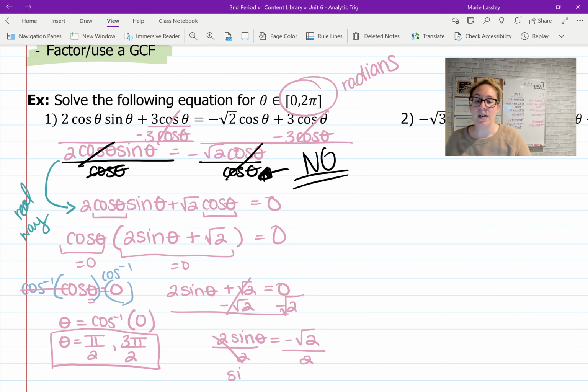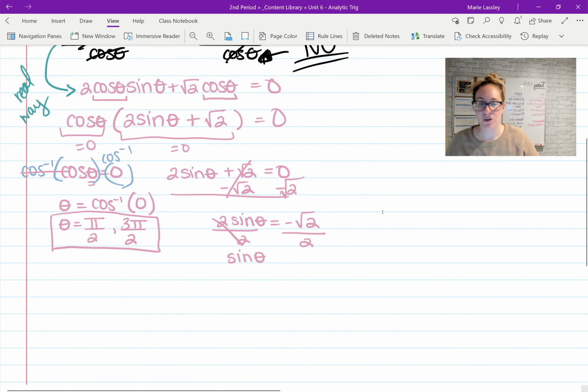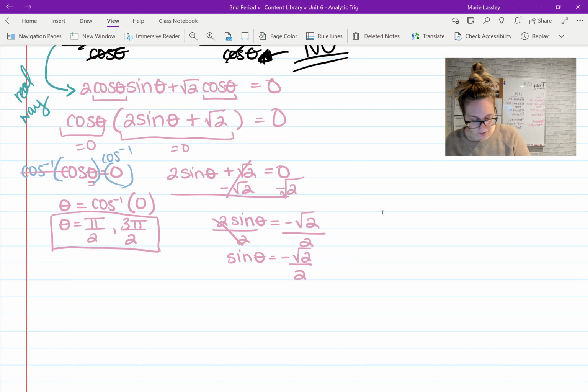We want to get theta by itself, so what we're going to do is inverse sine on both sides to get the sine to go to the right hand side of the equation. So inverse sine. Those cancel, and then we're left with theta equals inverse sine of negative square root of 2 over 2.